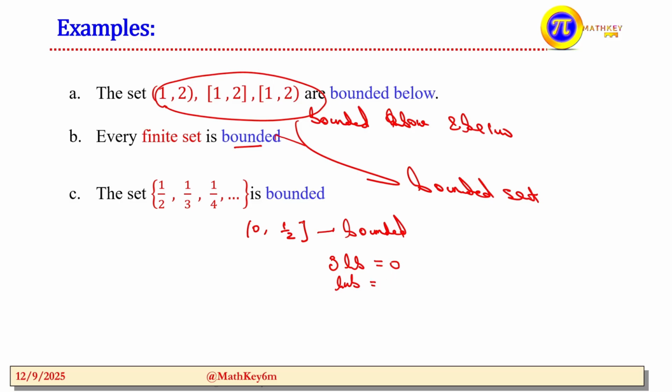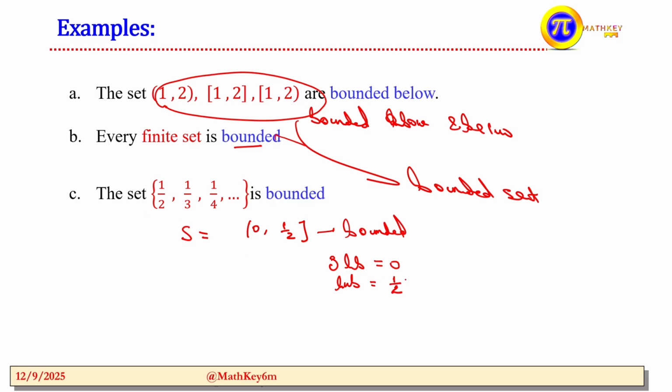From the upper bounds, the set is 1 over 2 to positive infinity. Negative infinity to 0, that is the lower bound. From the lower bounds, the greatest of all is 0. From the upper bounds, the least of them is what? That is 1 over 2. Let's say this is set S.